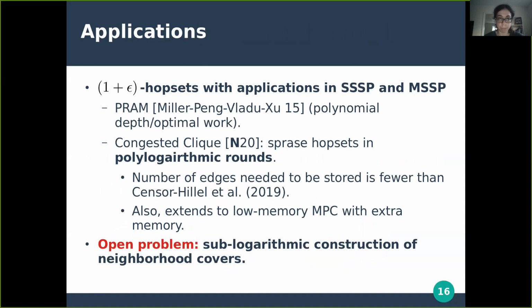So here's a couple of implications. When we construct hopsets, we can use them, as I said, to solve single source shortest path and multi-source shortest paths up to 1 plus epsilon approximation. This was, for example, done in PRAM to compute distances in near optimal work. In congested clique, I showed how we can use this to construct sparse hopsets in only polylogarithmic rounds. I should also mention that it was already known how to construct hopsets in polylogarithmic rounds in congested clique, but the difference is that using this approach, we can construct sparser hopsets, which means that we are required to store far fewer edges.